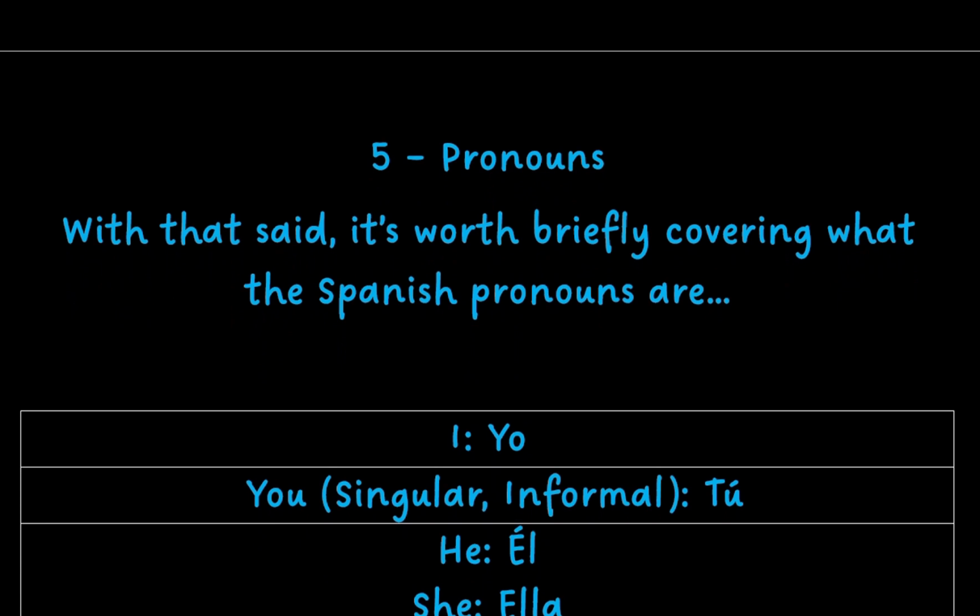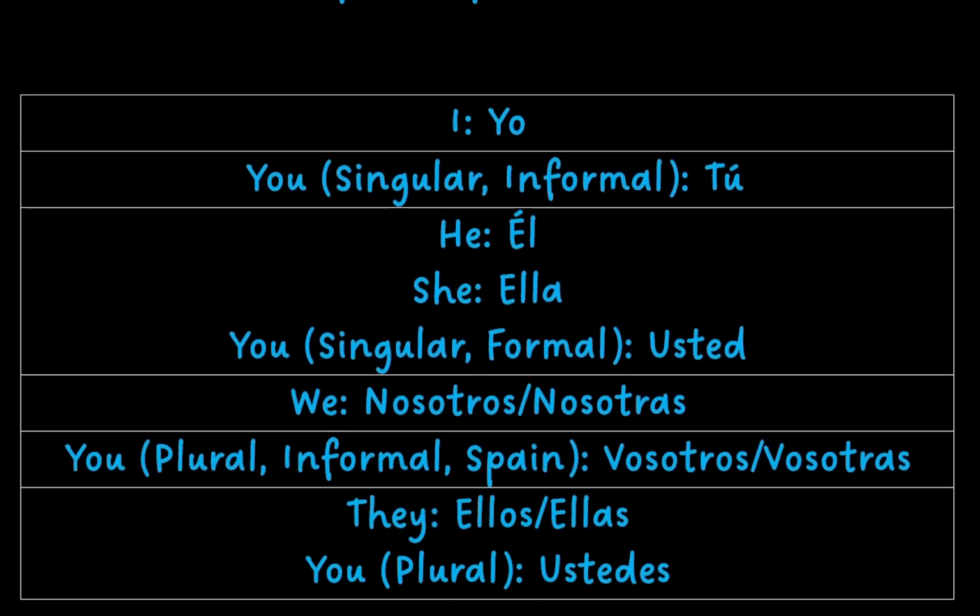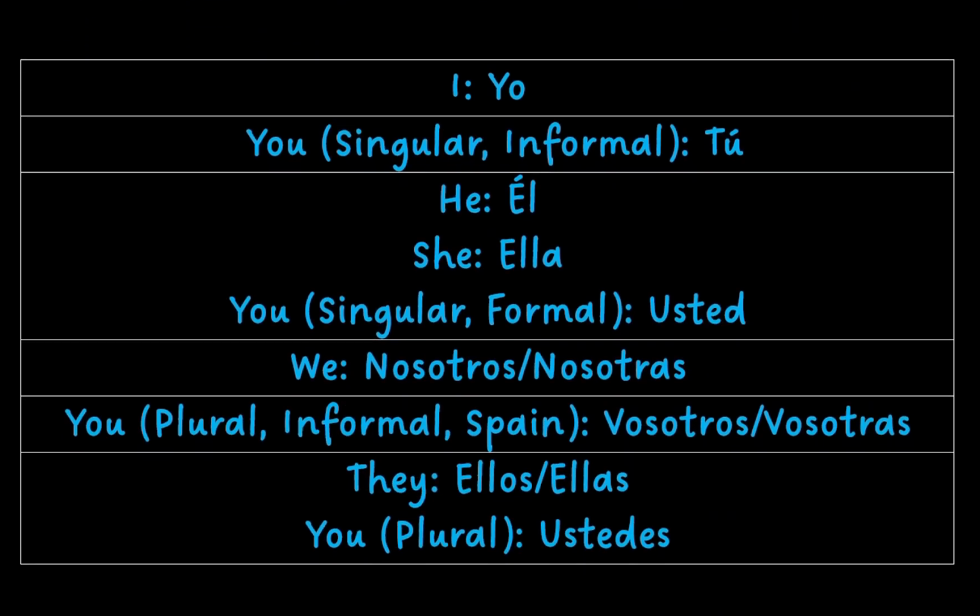With that said, it's worth briefly covering what the Spanish pronouns are. I in Spanish is yo. You, when talking to one person in an informal setting, is tú. He is él. She is ella. You, when talking to one person in a formal setting, is usted.